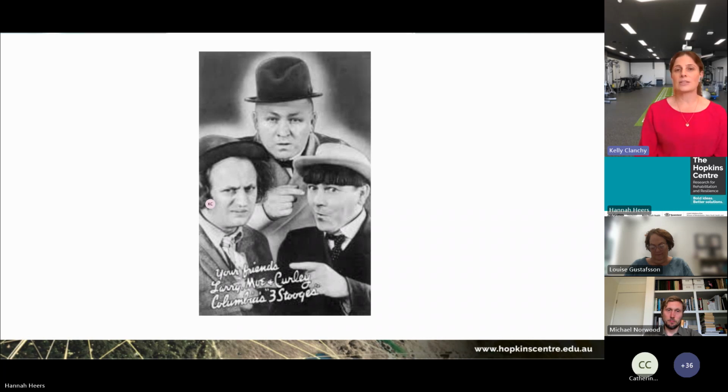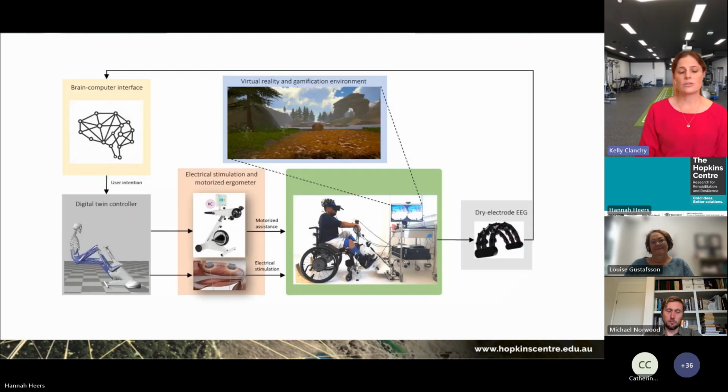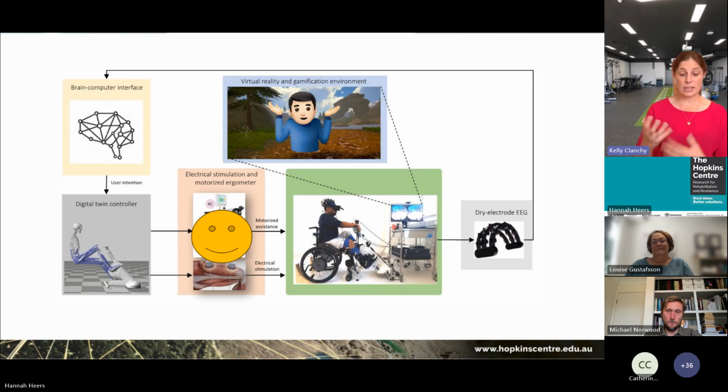Enter the three stooges, Camilla, Jesse, and I, who are responsible for the co-design and translation of the BioSpine technology. If we deconstruct BioSpine into a sum of its parts, the motorized ergometry and the FES is relatively accepted. It's quite an established part of rehabilitation in spinal cord injury. If we look at the virtual reality, it's used, maybe not to the best of its potential. It's still seen as relatively experimental, but it's accepted.